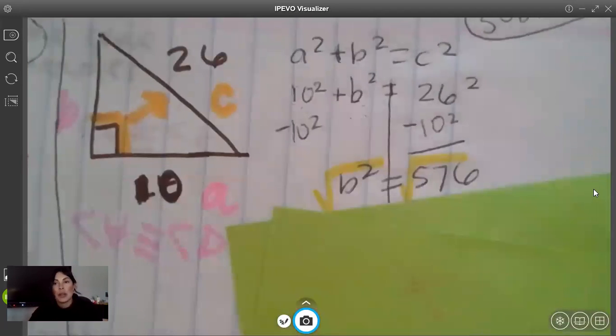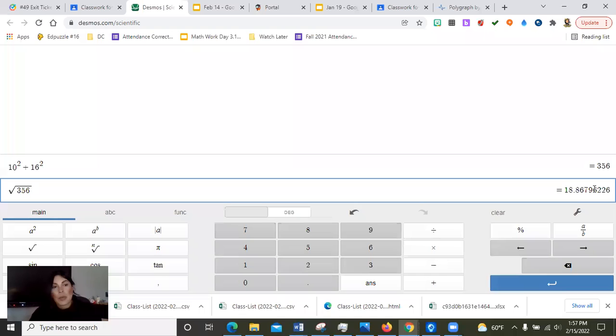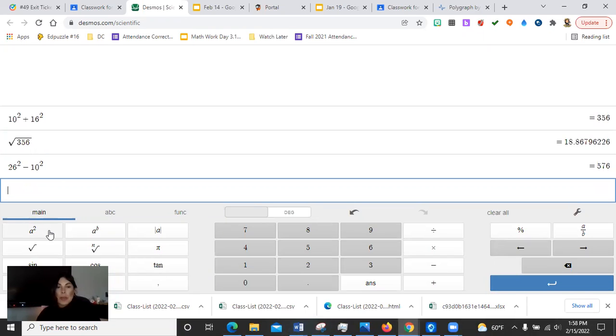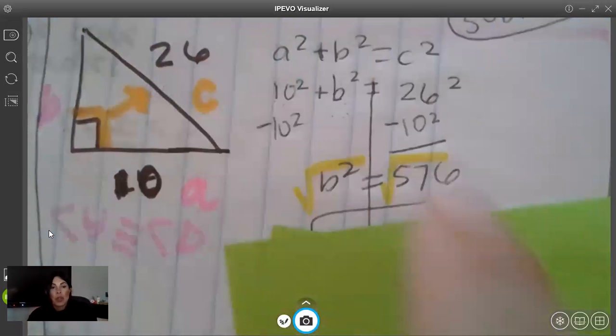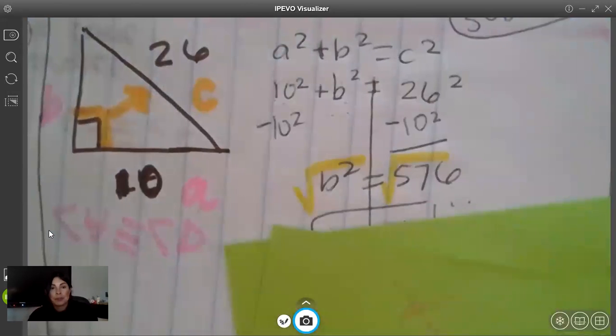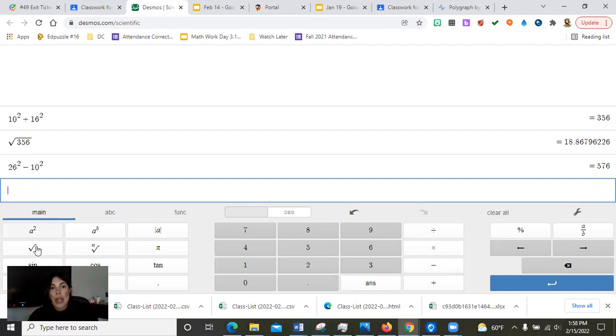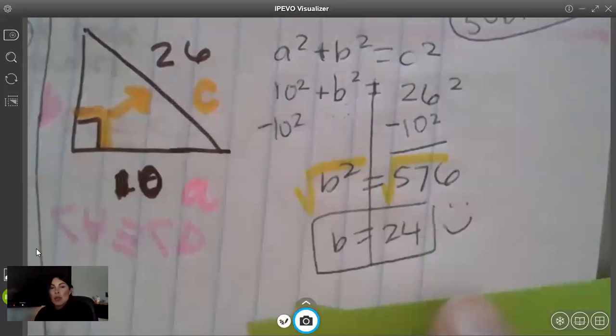Let me show you. I mean, the answer's there, but I want to show you how to put it in the calculator. It'll be 26 squared minus 10 squared, and I get 576. Remember that my last step is to take the square root. So I'm going to do that on the calculator. The button for square root is right here, 576, and I get 24. So my B is equal to 24.